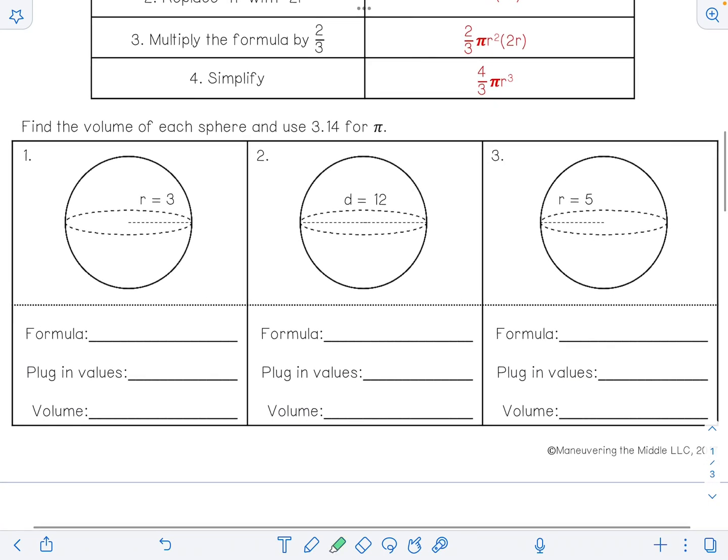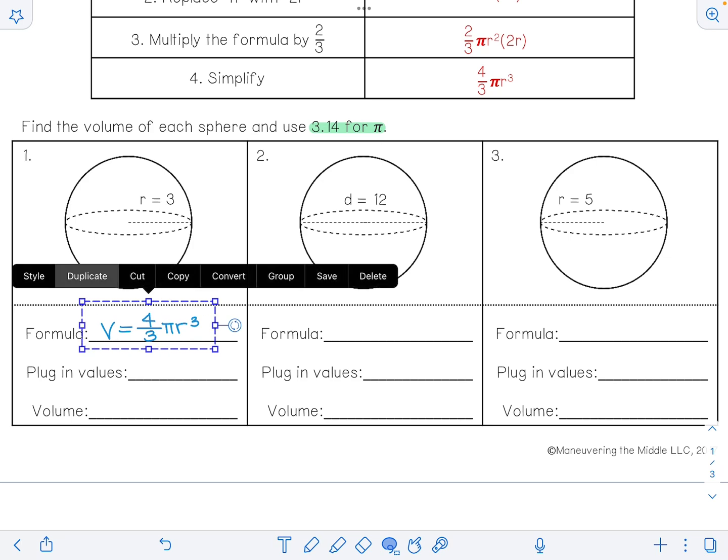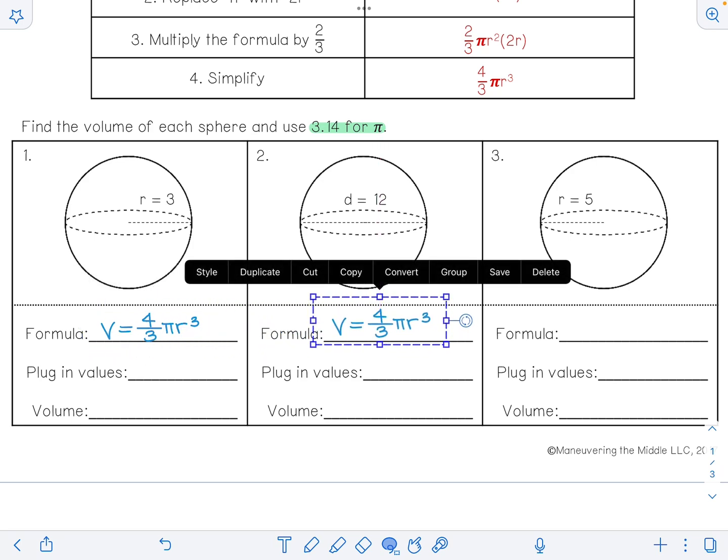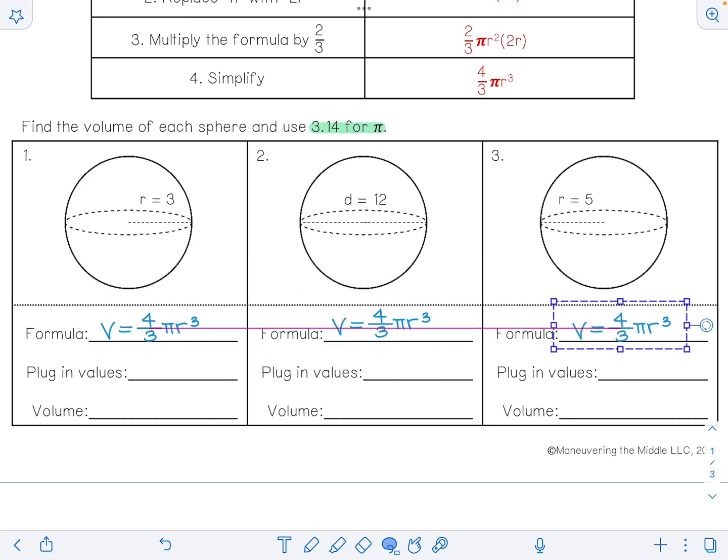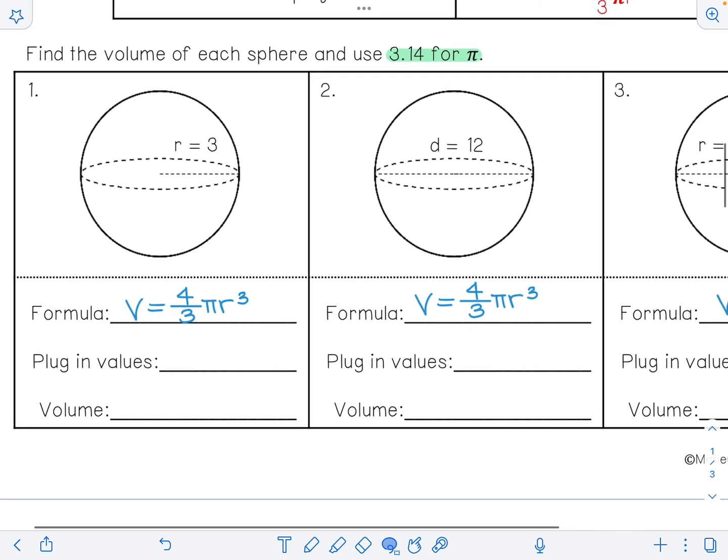So let's dive into some practice problems. For all of these problems, we are using 3.14 for pi. And so our formula that we are using throughout these 3 problems will stay the same. Volume is equal to 4/3 times pi times radius cubed. So I'll just copy that across, and then we will look at problem number 1.